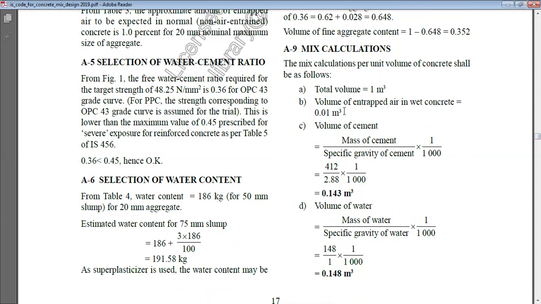In part B, you took the entrapped air as 1%. 1% of 1 cubic meter becomes 0.01. Next, you need to calculate the volume of cement. The volume is calculated as mass of the cement divided by specific gravity, into 1 divided by 1000. Mass of the cement, how much did you get? 412, here it is.